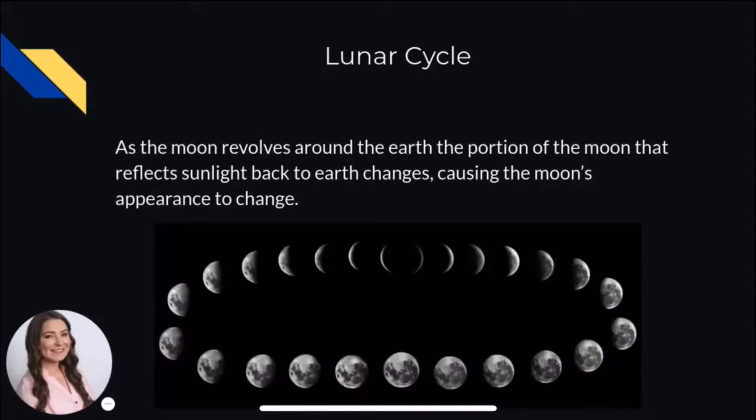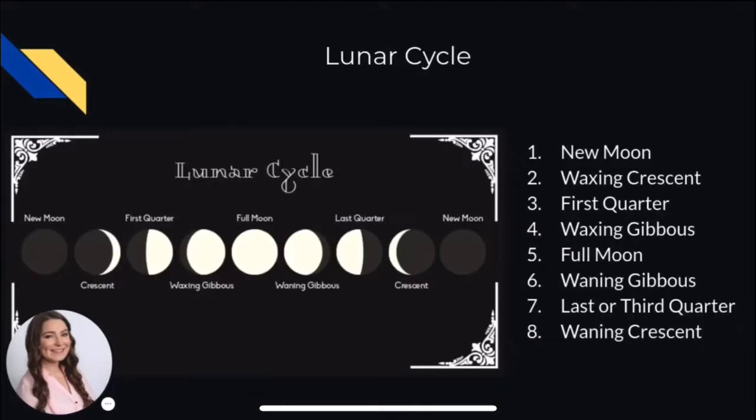As the moon revolves around the Earth, the portion of the moon that reflects sunlight back to Earth changes, causing the moon's appearance to change. The lunar cycle in order goes: new moon, waxing crescent, first quarter, waxing gibbous, full moon, waning gibbous, last or third quarter, waning crescent, and then it restarts back at the new moon.